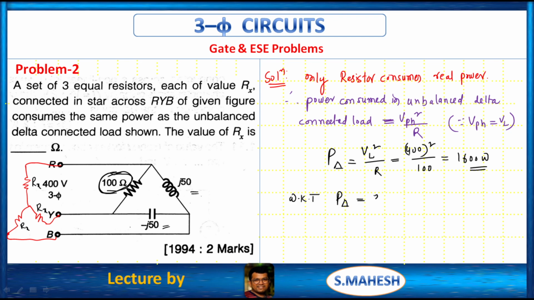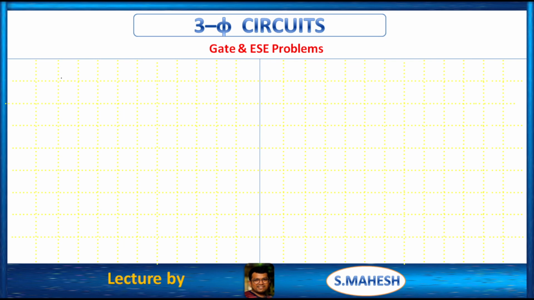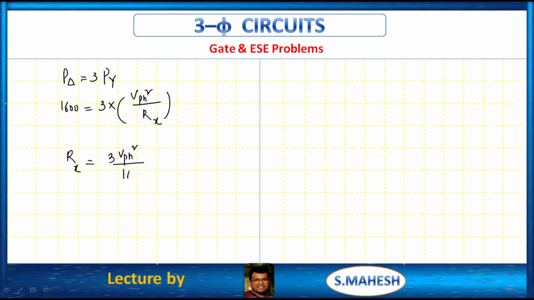We know that power in delta connection should be equal to what? 3 times the power in star, right? Therefore, power in delta, which is 3 times the power in star, is equal to 1600, which is equal to 3 into P in star. P in star is nothing but what? We have V phase square by R, right? Therefore we can write R, which is nothing but Rx in star connection, right? So Rx is equal to 3 into V phase square by 1600. Therefore Rx can be written as root 3 V phase by 40 whole square.